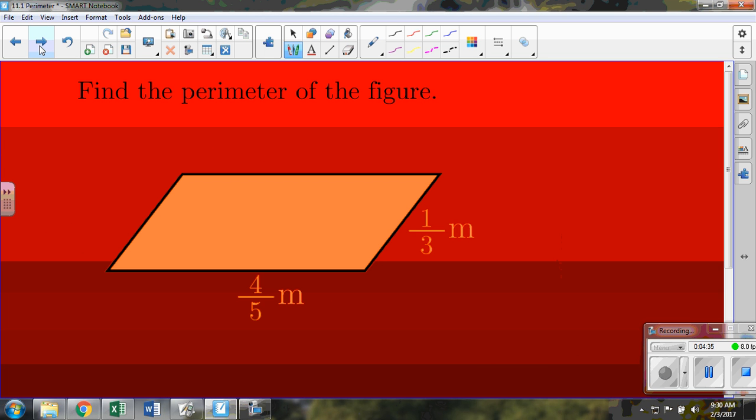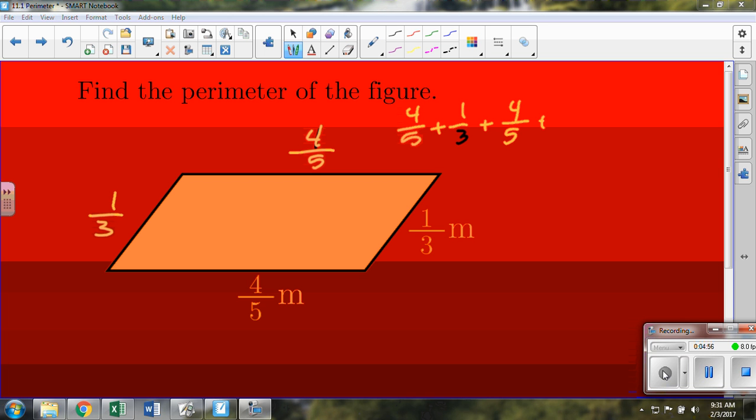Of course, we've got the same issue here. Recognizing that opposite sides of a parallelogram are the same, we'd have 4 over 5, we'd have 1/3. And in order to calculate our perimeter, we'd have to add up side 1, side 2, side 3, side 4. All the sides need to be added together.